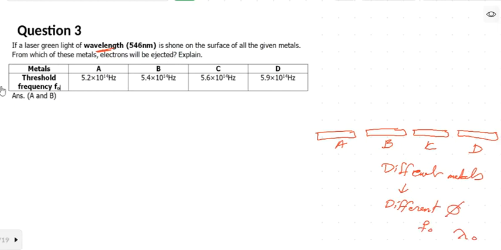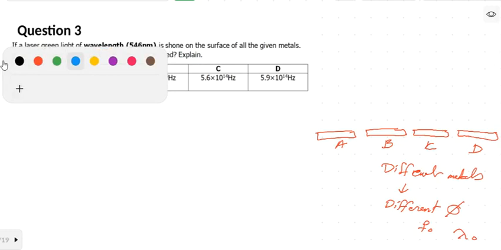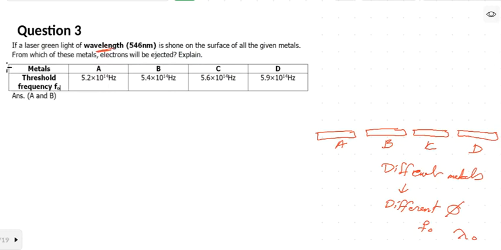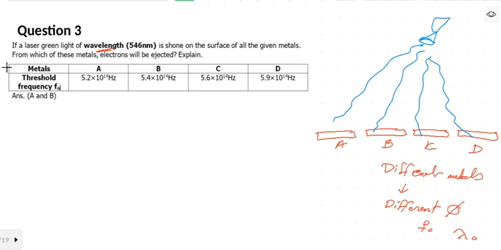And at the same time, I'm shining on all of them with the same light. Imagine here I have a light source, and I'm lighting on all of them from the same source. Okay, but from some of them electrons are emitted, some of them the electron is not emitted. So when I say same source, it means same energy photon, same frequency, same wavelength. You get the idea? So I have different work function.